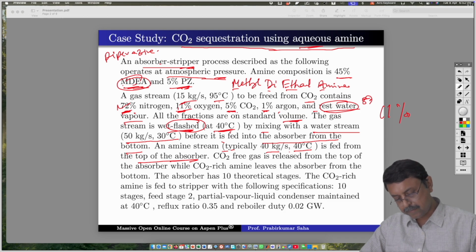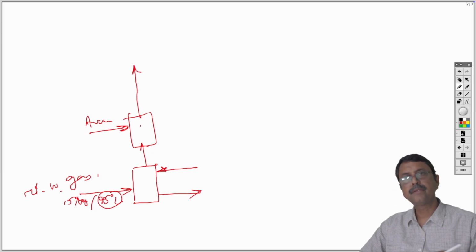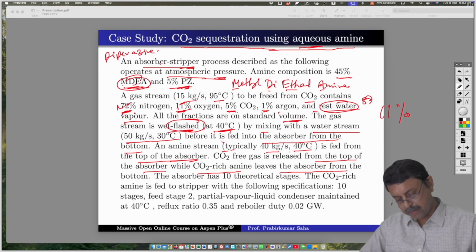Then CO2 free gas is released from the top of the absorber, while CO2 rich amine leaves the absorber from the bottom. So this is the gas which is free from CO2 because CO2 has been absorbed by the amine, and rich amine is released from the bottom of the absorber. Okay. Then this absorber has 10 theoretical stages.